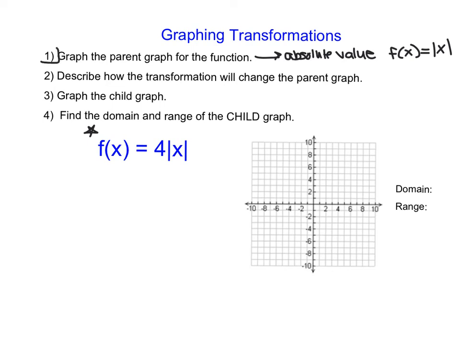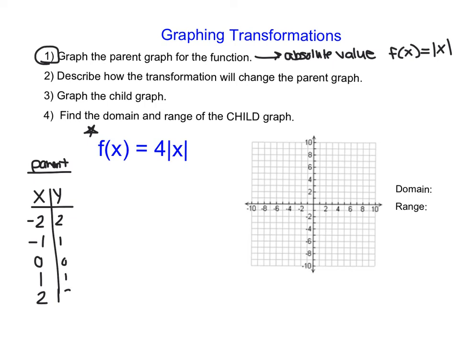What we're going to do first is graph the parent function for our function. If I look back at my notes, I'm just going to make a parent table here. My table of values for my parent graph, if I pull my notes, I had x is -2, -1, 0, 1, 2. And then if I look back at my y values for the absolute value parent function, it went 2, 1, 0, 1, 2.